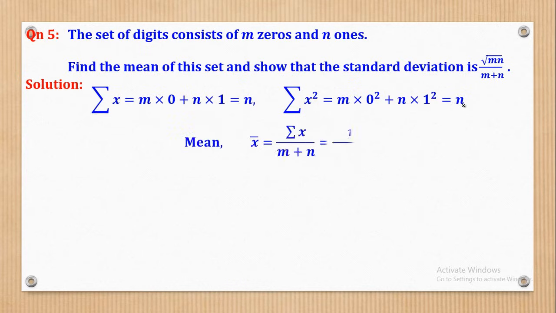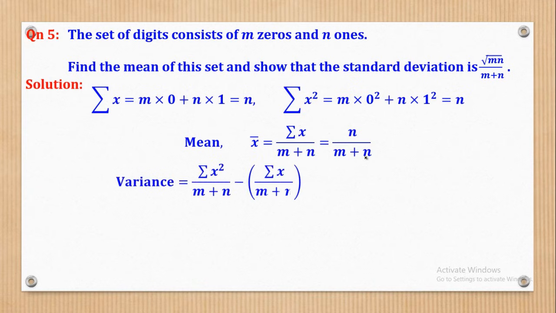Now that I've got that, I can go and get my mean. So mean, which is x bar, is summation of x over the total number of data values. So total number will be m plus n, because it has m zeros and n ones. That's why you see here m plus n. And when I substitute for summation of x, I'll come up with n over m plus n.